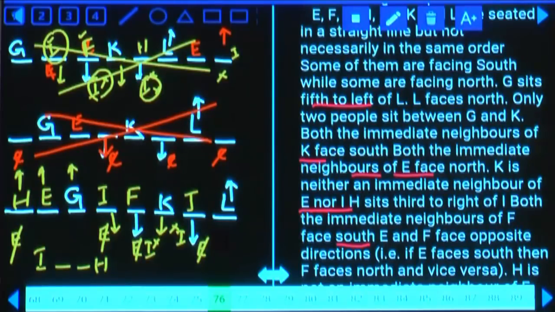Some of them are facing north and some of them are facing south. Clear now? Initially we started with 3 possibilities. Now these 2 possibilities were ruled out. Finally we are left with only one case.